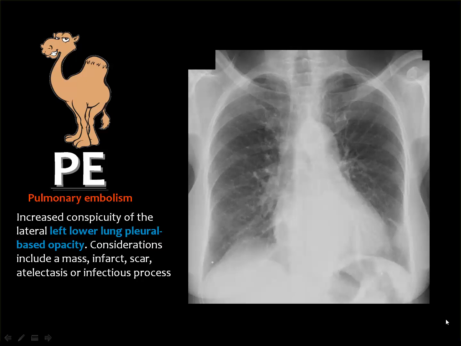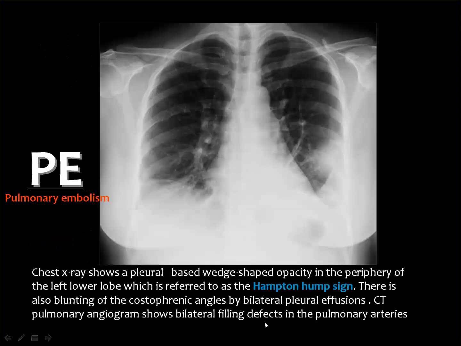And here is what we call the Hampton hump sign, where you get a triangular opacity in the lung base usually, and its base is towards the pleura, its apex is towards the mediastinum. This may represent a pneumonic patch and may also represent an infarction. The decisive issue in these cases is the clinical picture and other laboratory and CT findings.